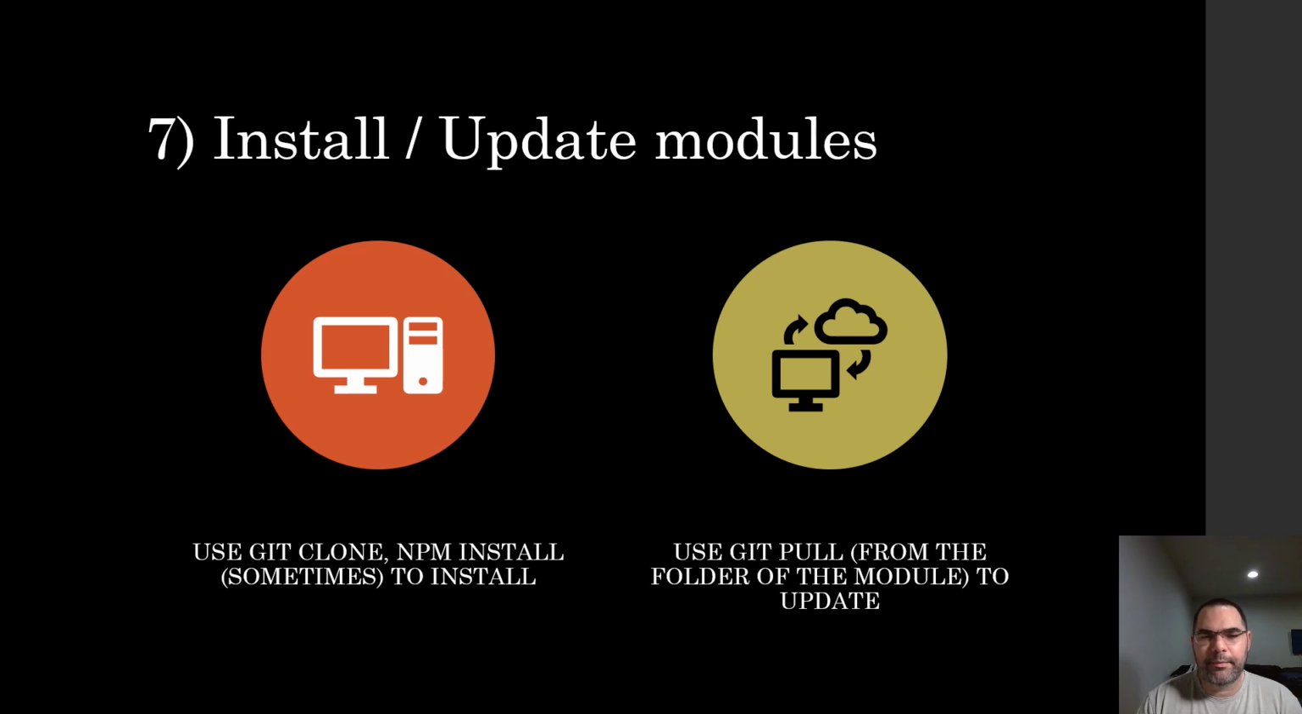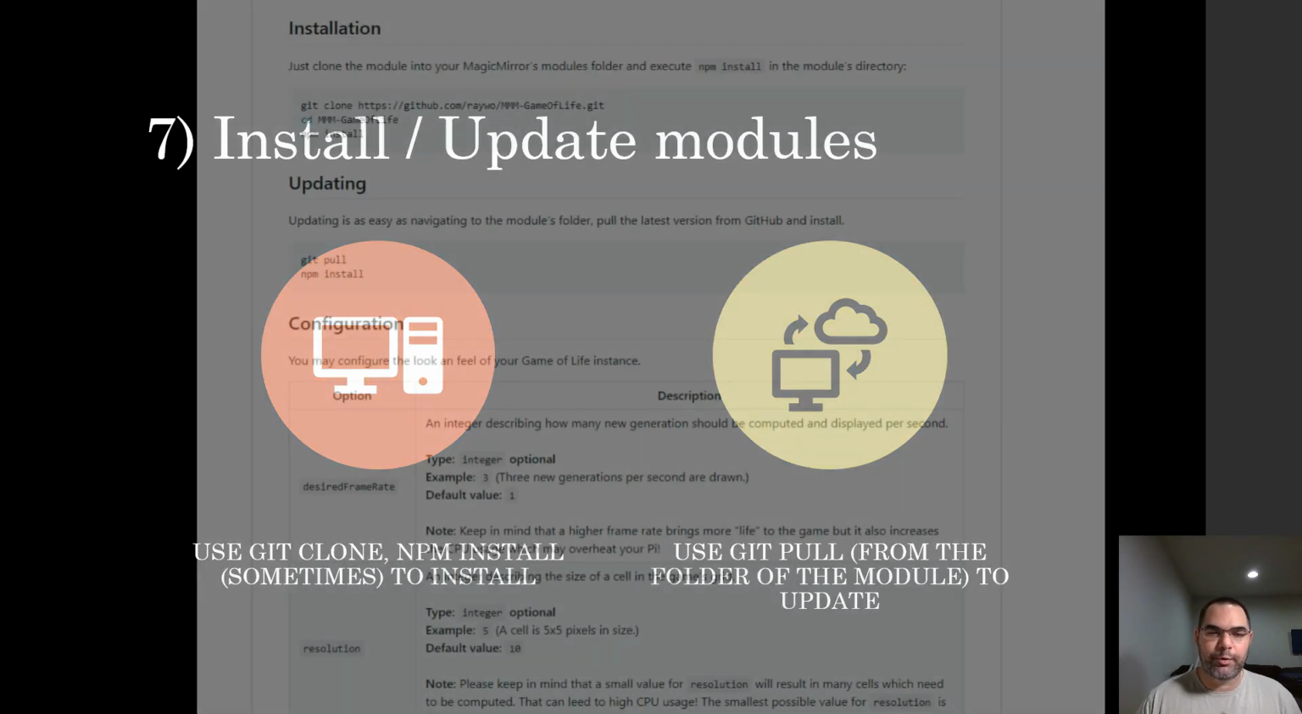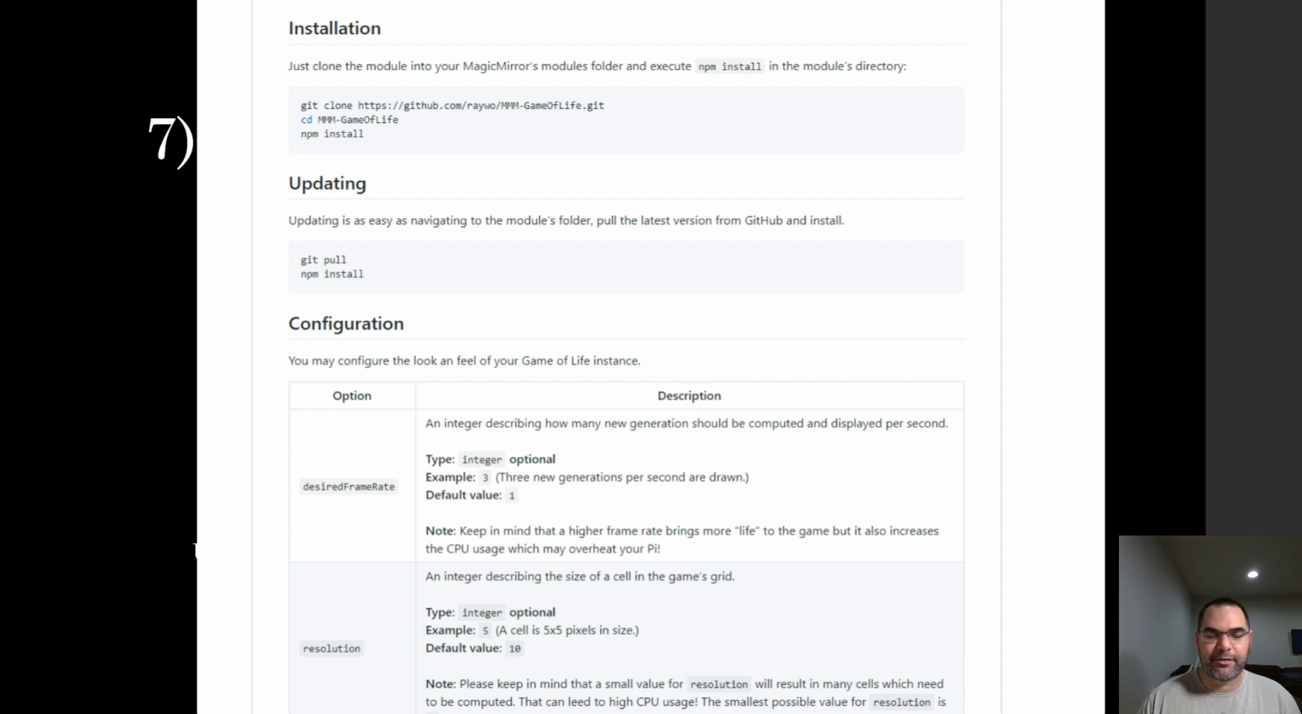How to install and update modules. This actually isn't so bad. You use the git clone command, and in the modules under help, you'll see that they should specify the install command for each module. You run that from the modules folder, and that will take the module from the internet and place it onto your device.